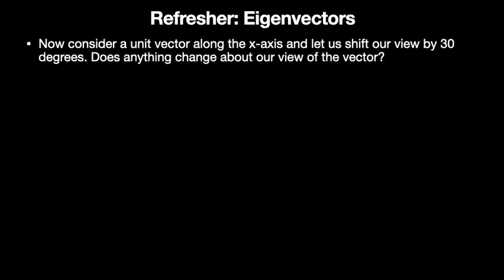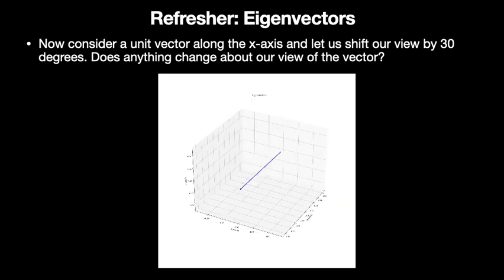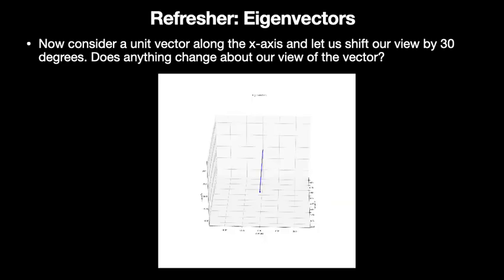This time, let's consider a unit vector along the positive x-axis. And again, let us rotate our view by 30 degrees around the z-axis. Do we see anything changing about our view of the vector?